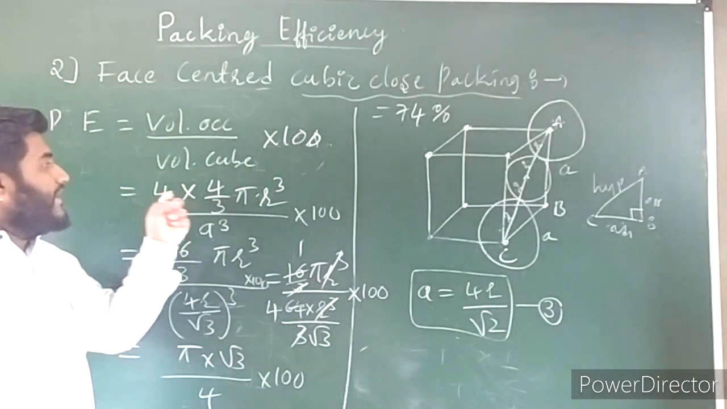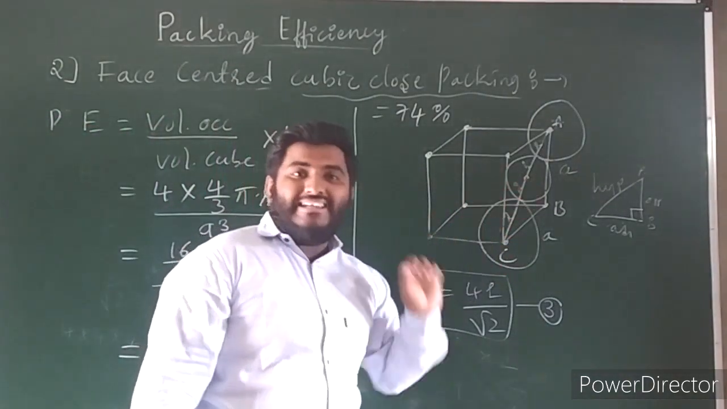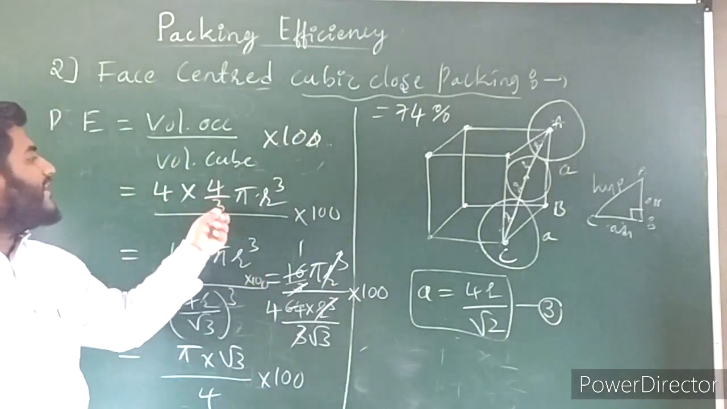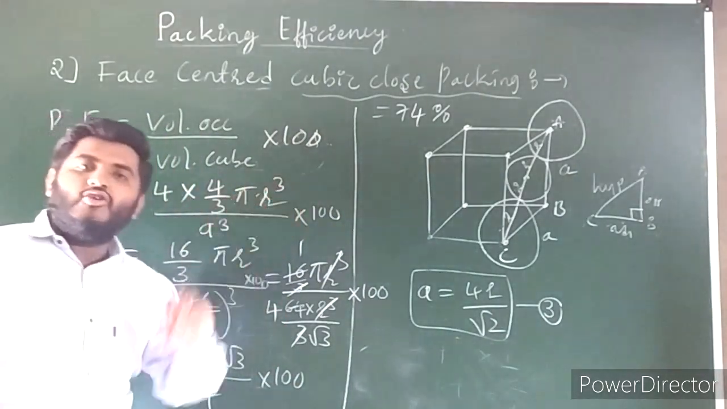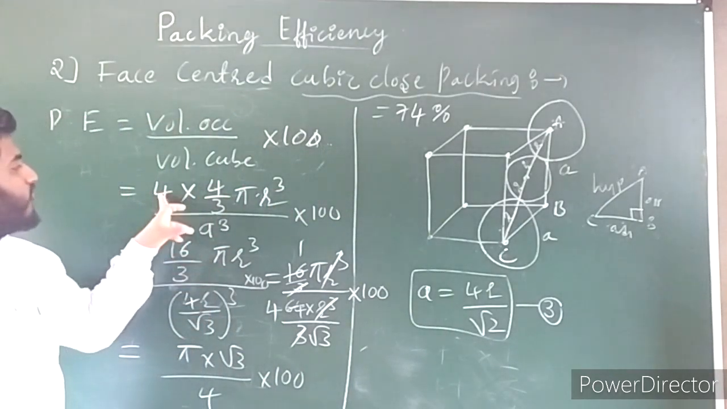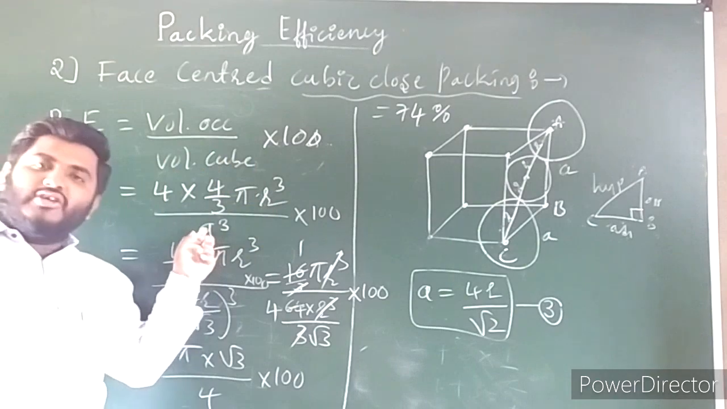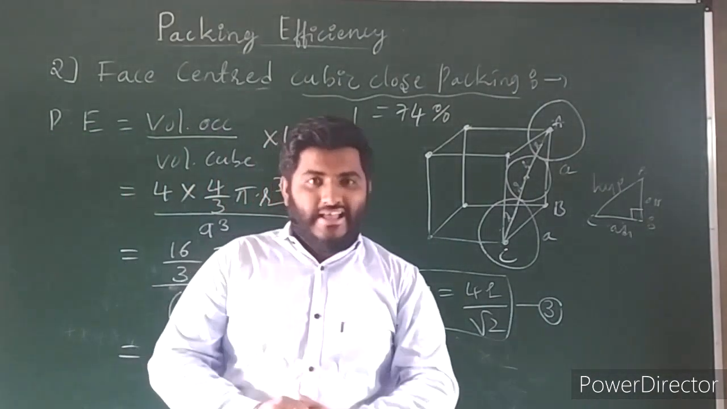See, 4 into volume occupied means here the volume of the atom, which is nothing but a sphere we are taking. What is the volume of the sphere, guys? 4 by 3 pi r cube we are getting. So what we are getting? 4 into 4 by 3 pi r cube divided by volume of the cube. What is the volume of the cube formula? a cube. Why a cube? a is the edge length.